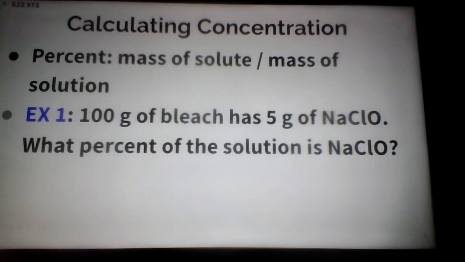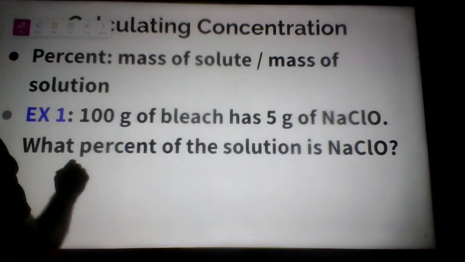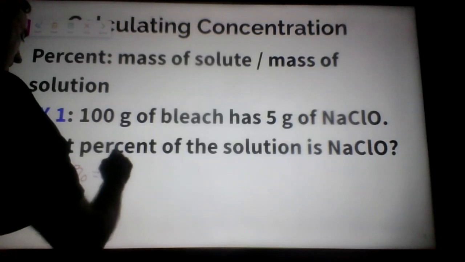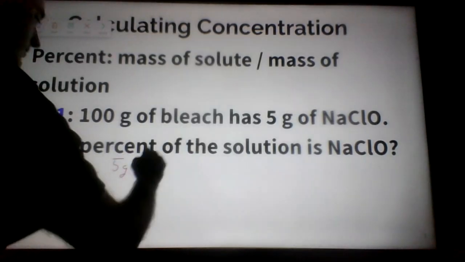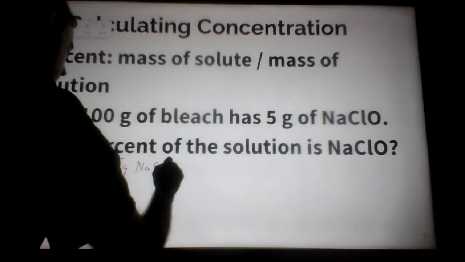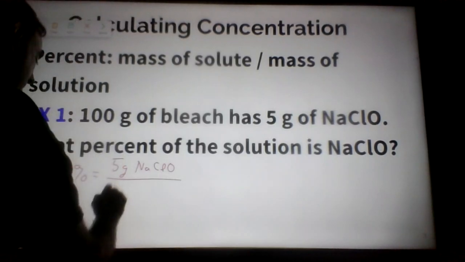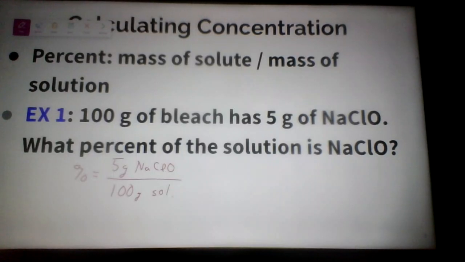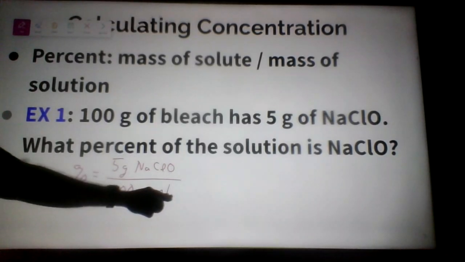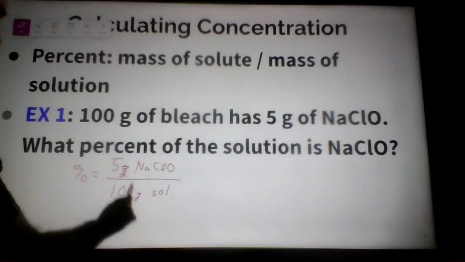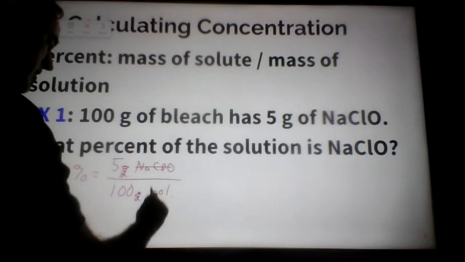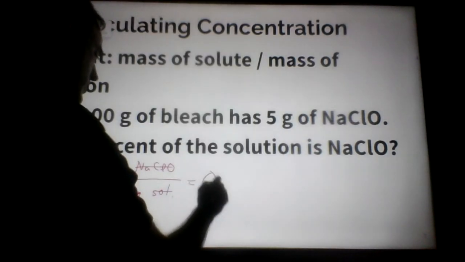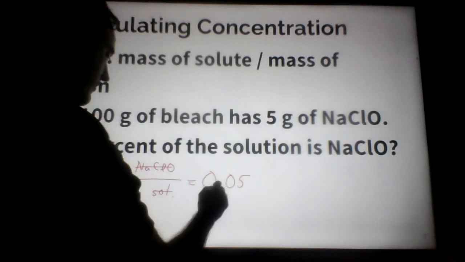All right, let's put this back on. And let's see, the percent is what we're talking about. So in this case, we're talking about the 5 grams of the sodium chlorate divided by 100 grams of the entire solution. The grams are going to cancel. As far as the calculation goes, we don't really have to worry about that. So let's just do the division and you'll get 0.05.